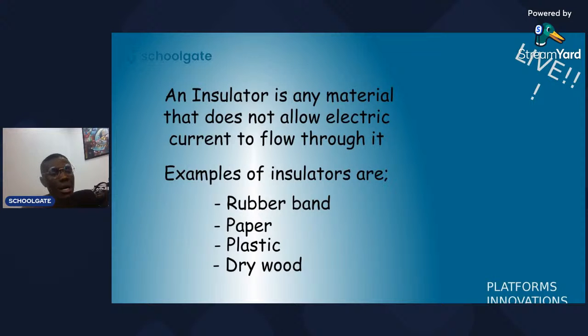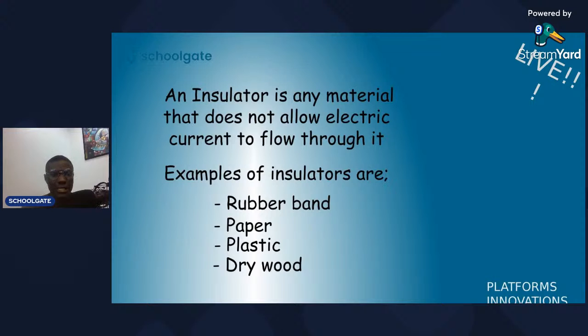We have a rubber band. We have a paper. You can see, I have a paper, and I have a rubber band as well. So these are all insulators because they do not allow current to flow through them. That is why they are insulators. So whenever you see an insulator, you know that this material will not allow current to flow through it.